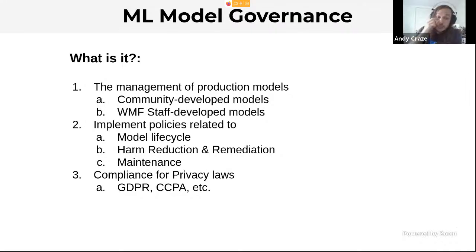And then also compliance for data privacy laws. This is something that I think everyone's starting to think more and more about, and I don't think it's going away anytime soon. There are the big ones, GDPR, CCPA, et cetera. How do we maintain compliance in a global context when we're hosting all sorts of different types of models for all sorts of different types of tasks?